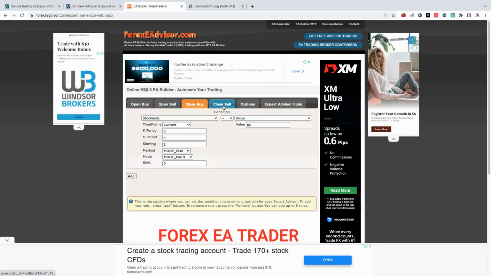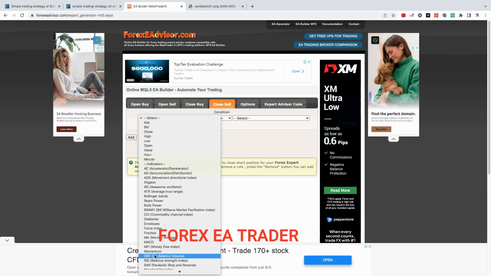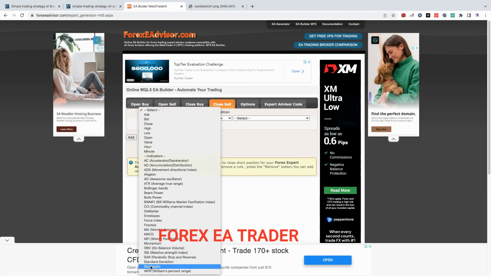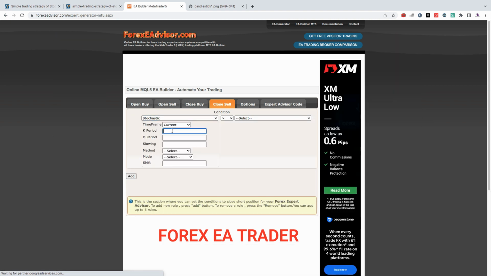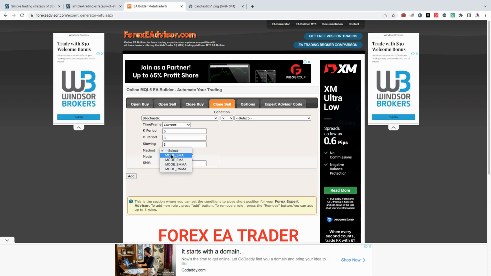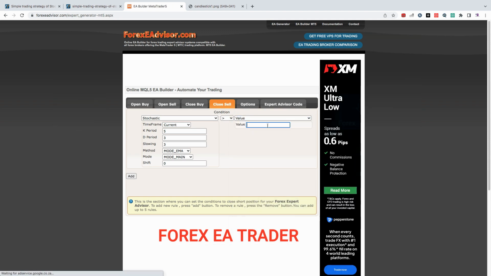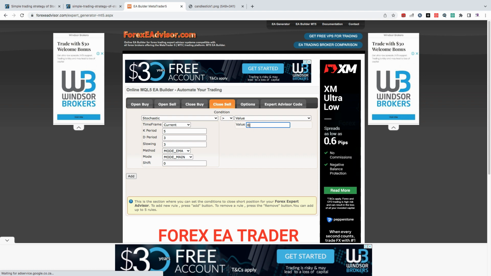So to close a sell, we want the conditions for a buy to appear. That's what we use to close any sales. So again, we're just going to say stochastic 533 EMA main 0, and value is going to be 20.